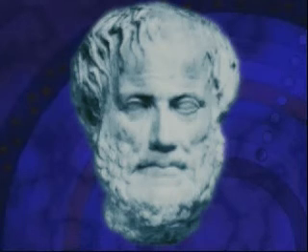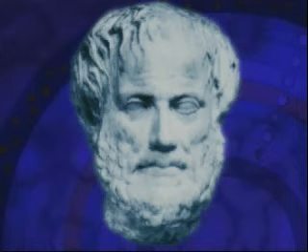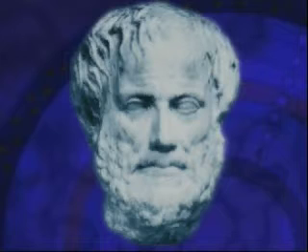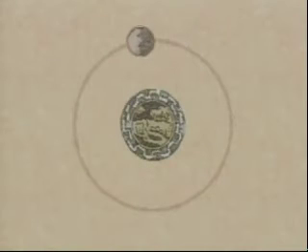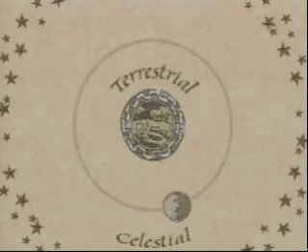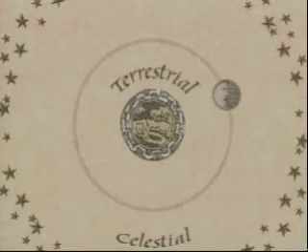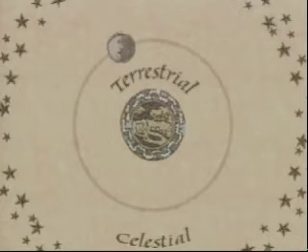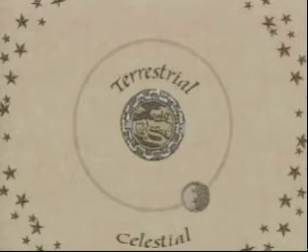Aristotle's influence in learned circles was such that even centuries after his death he was known simply as the philosopher. Aristotle saw the cosmos divided into two realms, the terrestrial and the celestial. The terrestrial realm included the Earth, the Moon, and the space between them, called the sublunar region. The terrestrial realm was marked by change and imperfection.